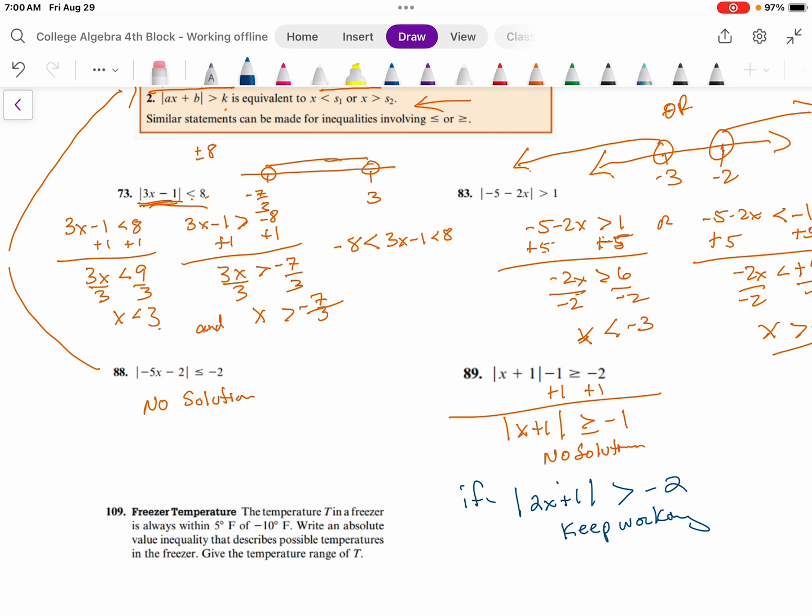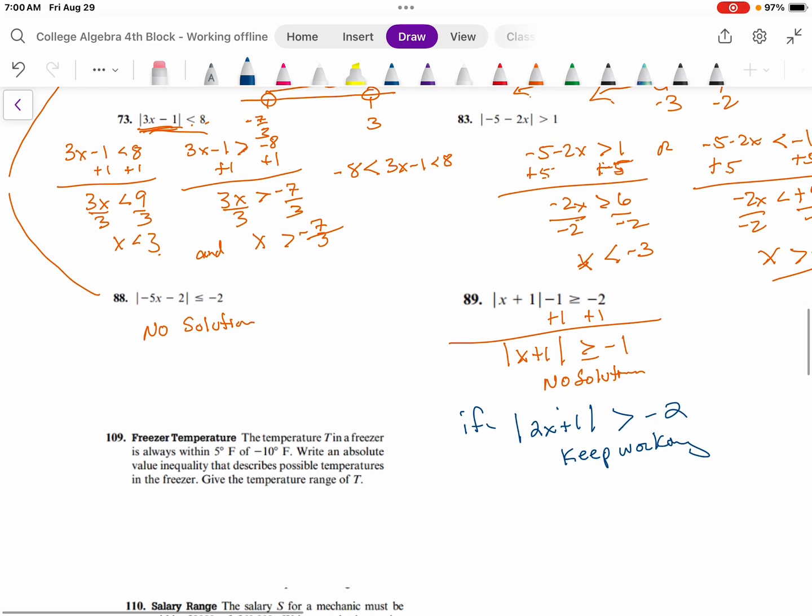All right, word problems. The temperature T in a freezer is always within 5 degrees of negative 10 degrees Fahrenheit. Write an absolute value equation. Well, I'm going to underline this. The within 5 degrees, that's our constant K. Our K in our problem, that is 5.